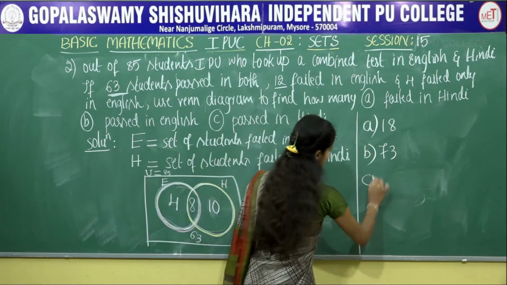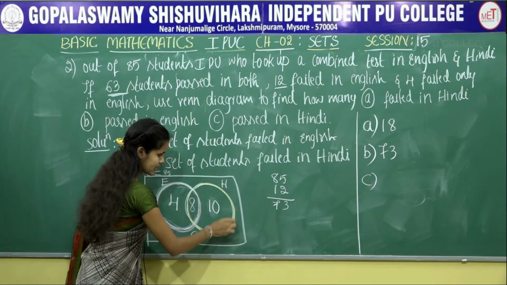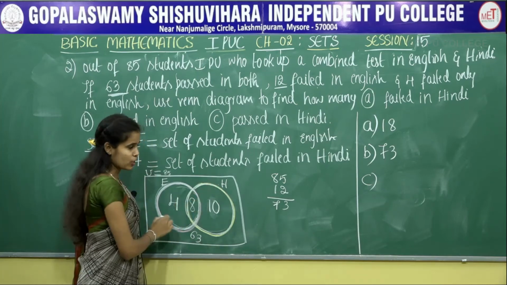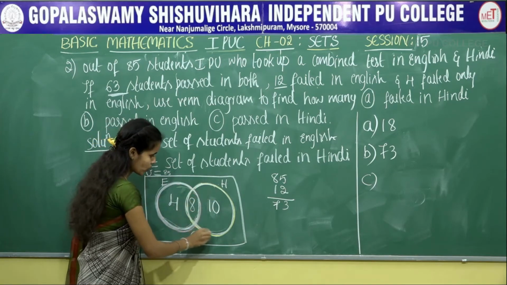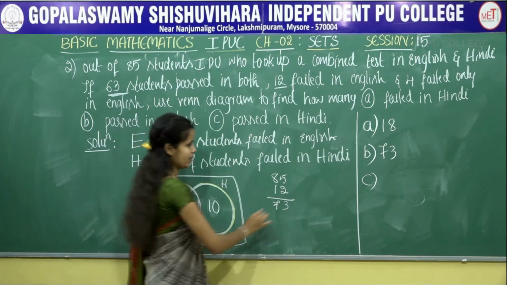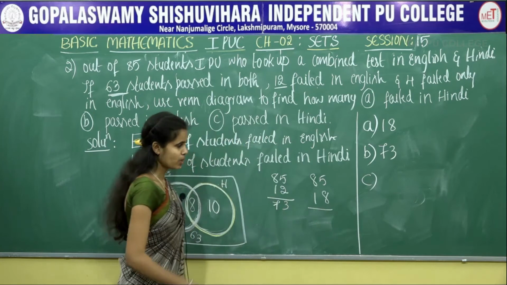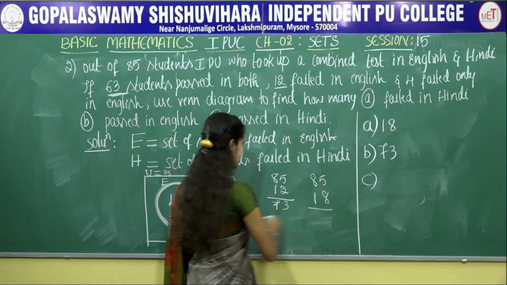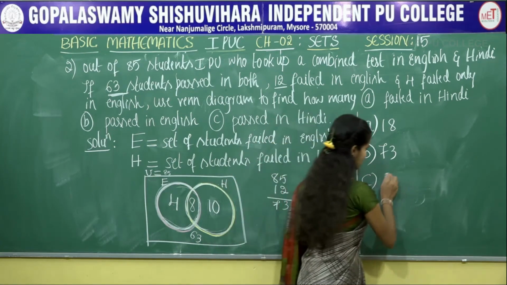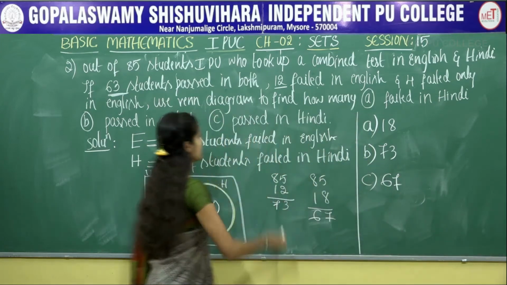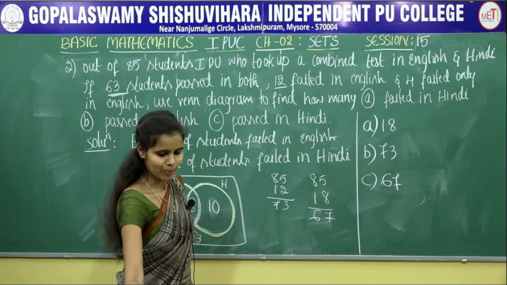Next, third sub question: passed in Hindi. This circular set represents failed students, but we want passed students in Hindi. Out of 85 students, only 10 plus 8, 18 students failed in Hindi. So the remaining students passed in Hindi. So 85 minus 18 is 67. So 67 students passed in Hindi. Okay, let us discuss the next problem.